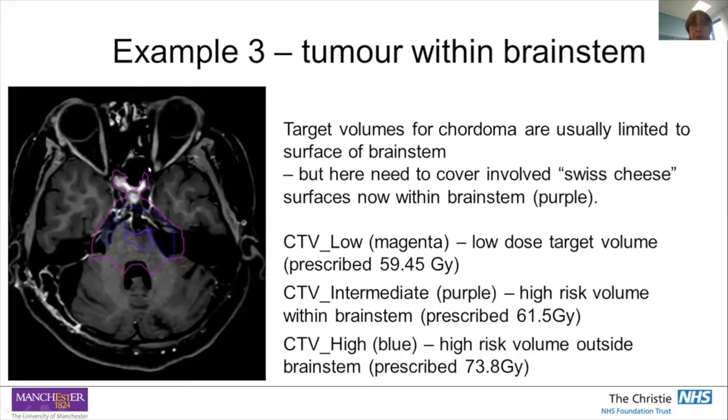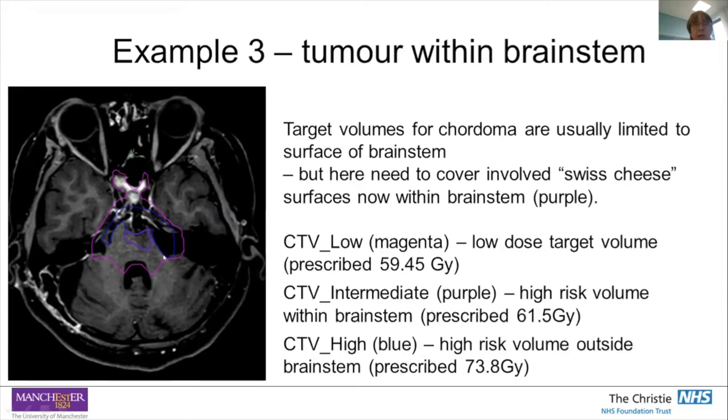But this is tricky for us for radiotherapy planning, because normally we try to limit our target volumes for chordoma to the surface of the brainstem, but we can't do that here because the tumour was going through the brainstem in a sort of Swiss cheese pattern. So we've delineated an additional target volume here in purple. And this is the area where we think, as best as we can determine, there was tumour interspersed between brainstem surfaces internally within this volume. So we now have 3 volumes.